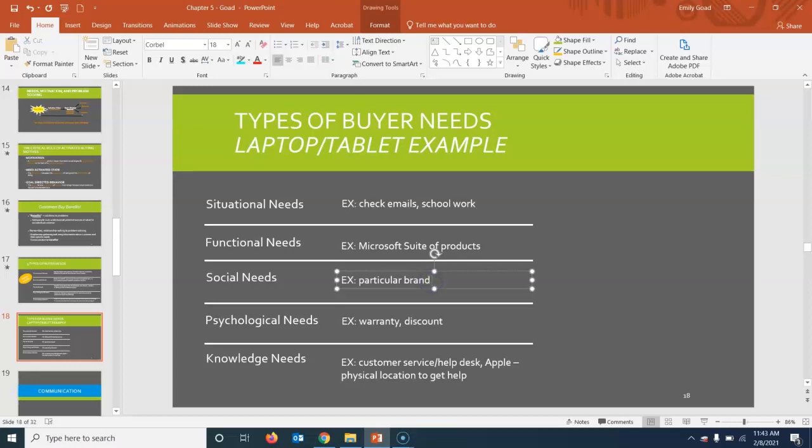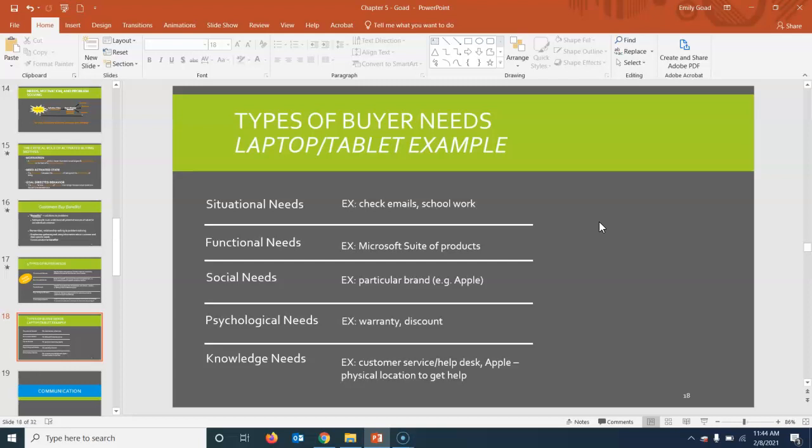Hold on, let me just run through this really quickly with you on this slide. So a situational need is going to be dealing with the situation itself. So it's dealing with, well, really the situation you're in. So in this example, maybe the situation is you need to be able to check emails, you need to be able to do your schoolwork. So that's a situational need for this laptop.